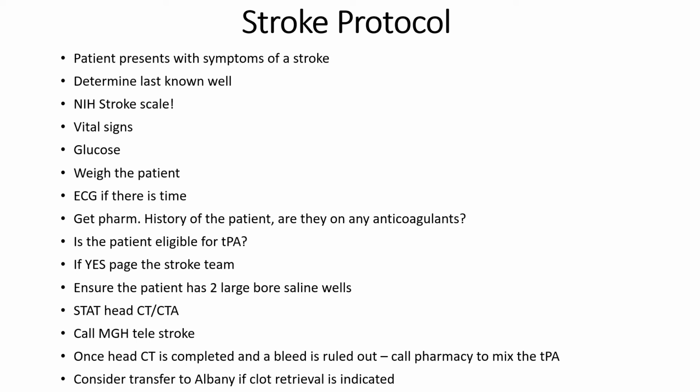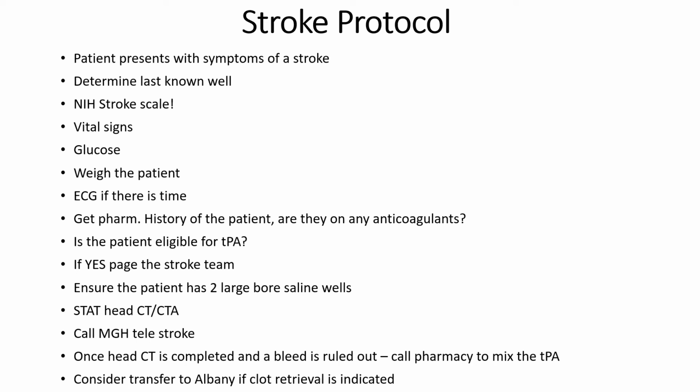We want to ensure that the patient has 2 large bore saline locks in. This is really important when the patient goes down for their CT scan. So we want to get that stat head CT. First it's going to be non-contrast. The reason for non-contrast is we want to rule out a bleed in the brain. Because if there's a bleed in the brain and we give TPA, then we're going to be in even bigger trouble than we are now, because we're going to have a major bleed.